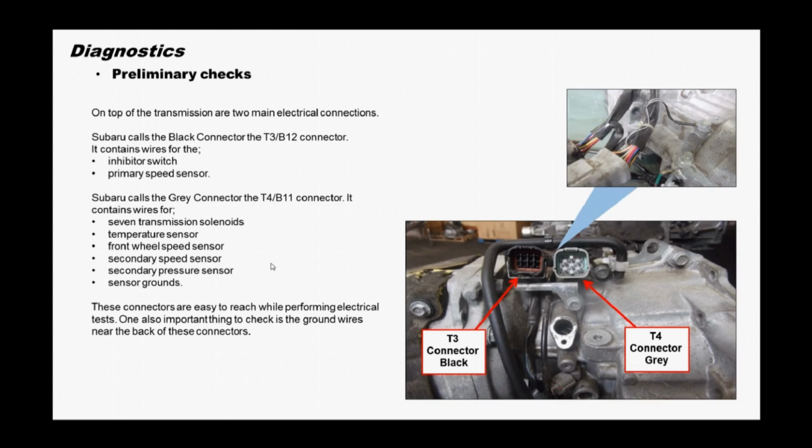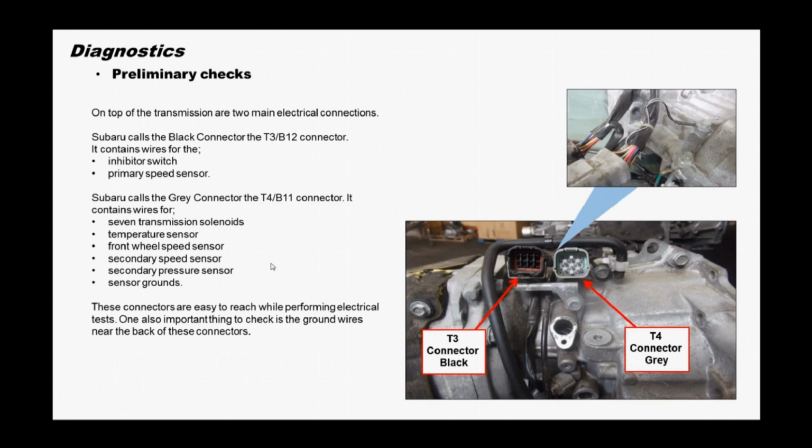On the top of the transmission, there are two main electrical connectors. Subaru calls the black connector the T3, or the B12 connector. It contains the wires for the inhibitor switch and primary speed sensor mainly. Subaru calls the gray connector the T4, and the male is the B11 connector. It contains the wires for the transmission solenoids, temperature sensor, front wheel speed sensors, secondary speed sensor, secondary pressure, and sensor grounds.